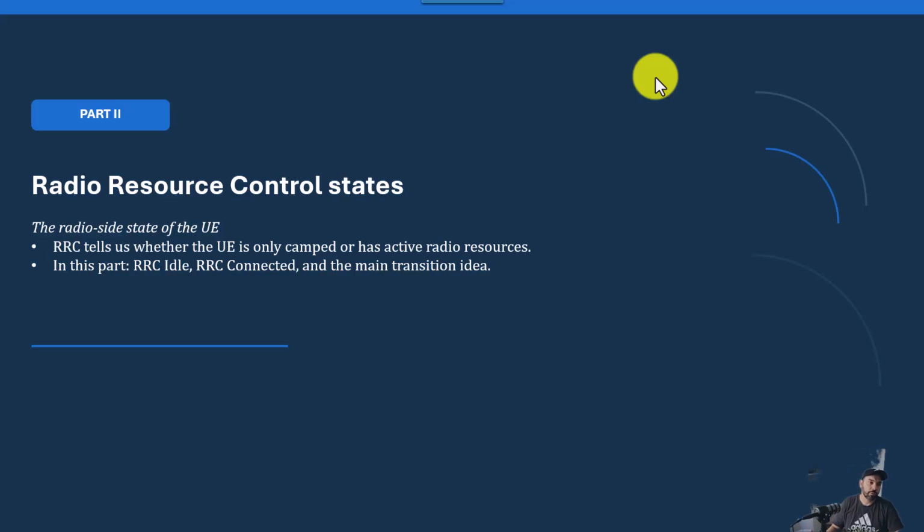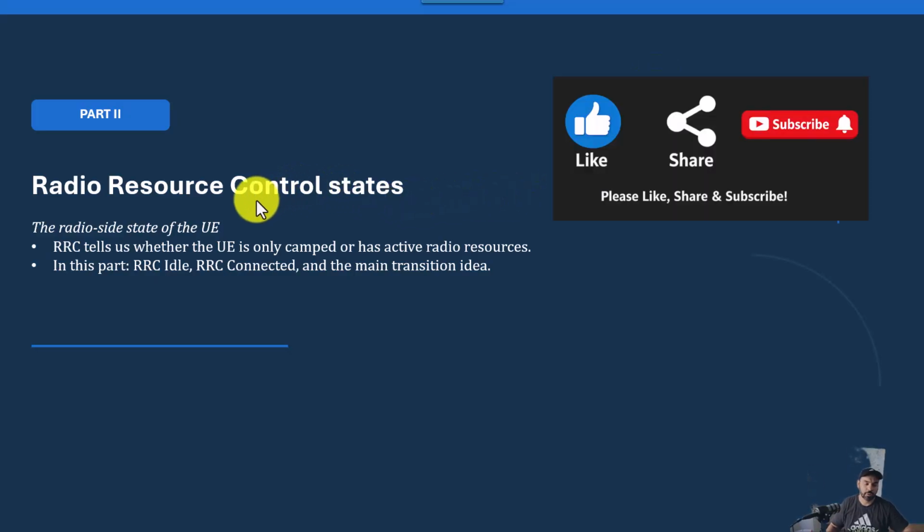So as mentioned in the previous slide, the first part we are going to cover is RRC states, or radio resource control states, where the RRC tells us whether the UE is only camped or has active radio resources. In simple words, that means RRC is in idle state or connected state. This is one of the main jobs of the RRC state in general. So now let's see what RRC Idle and RRC Connected are, and what the main transition states are whenever you move from 5G to 4G and the opposite way around.